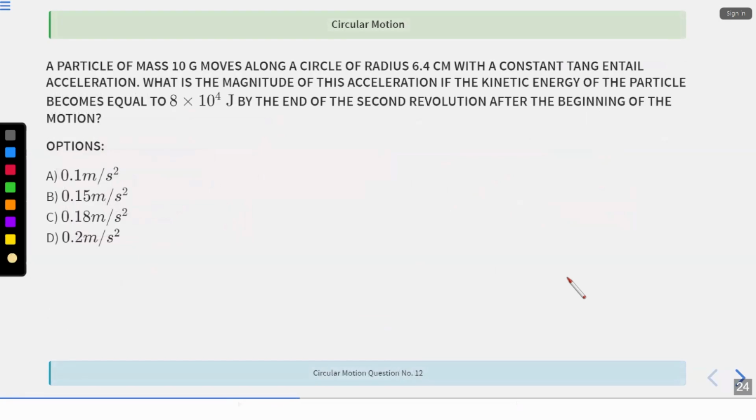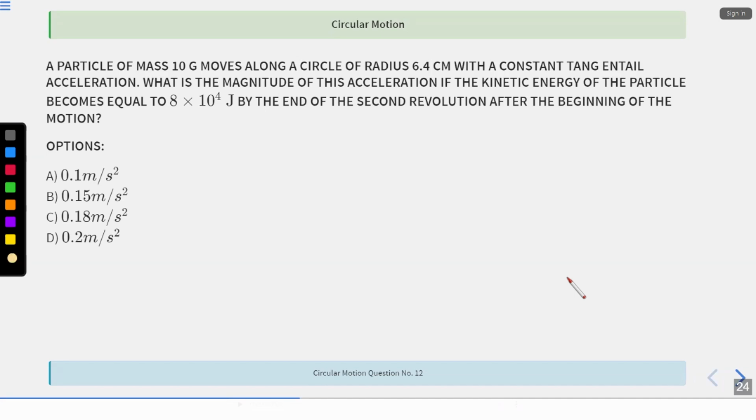Moving on to the next question. The next question states that a particle of mass 10 gram moves along a circle of radius 6.4 centimeter with a constant tangential acceleration. What is the magnitude of this acceleration if the kinetic energy of the particle becomes equal to 8 into 10 to the power minus 4 joule?